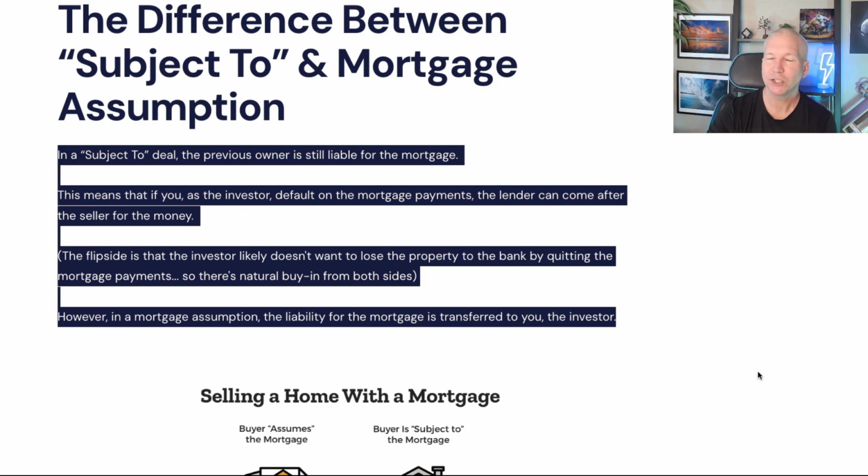Whereas in a mortgage assumption, you're assuming all of that liability for the loan itself. So if you were to assume the mortgage and then own the property, if for some reason you're unable to make a payment, your credit gets damaged.